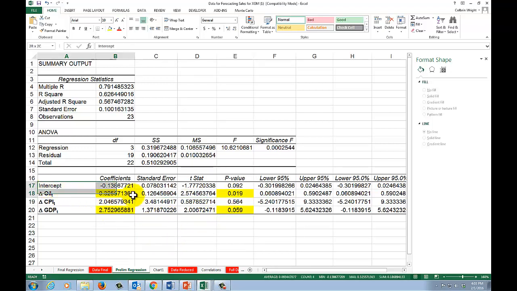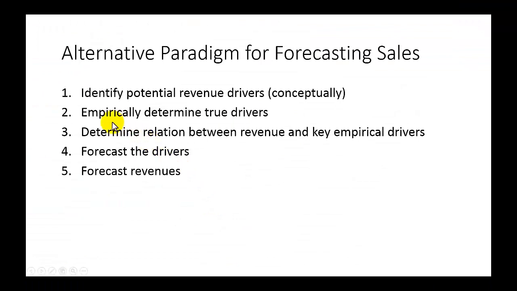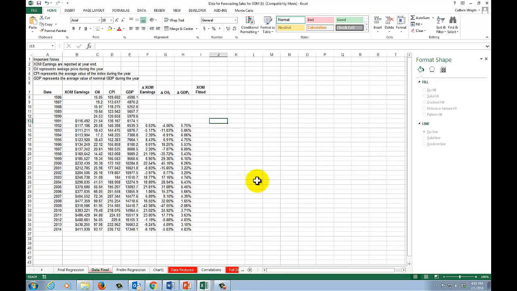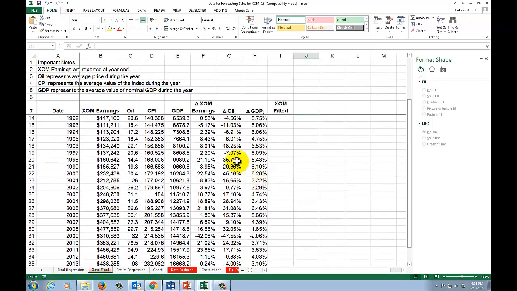So the way to interpret these results is inflation really is not a statistically significant driver of the delta in ExxonMobil's earnings. The two statistically significant drivers are actually oil and GDP. So okay, I feel like I've done this now. I've empirically determined the true drivers. It's oil and GDP. So the next step is I scrubbed my data even a little more. I got rid of CPI and now I just have the delta in ExxonMobil's earnings, the delta in oil, and the delta in GDP, and I ran the regression again.